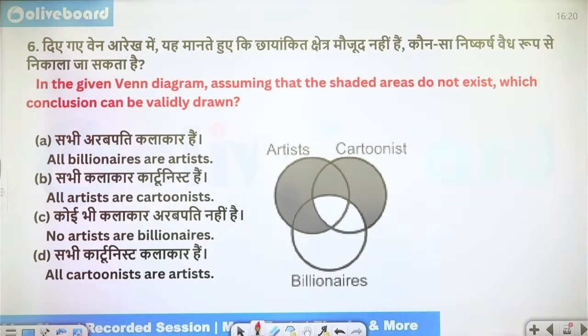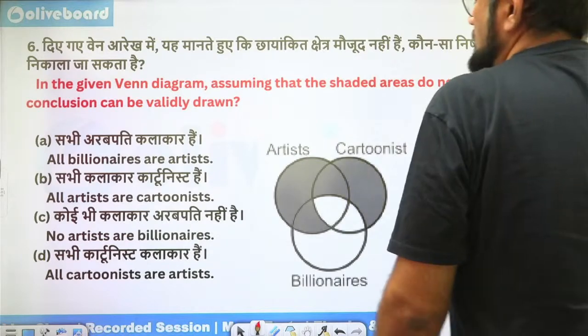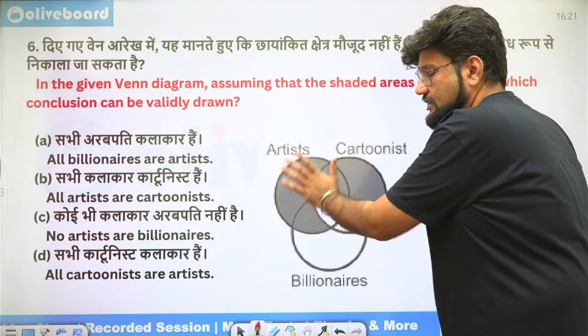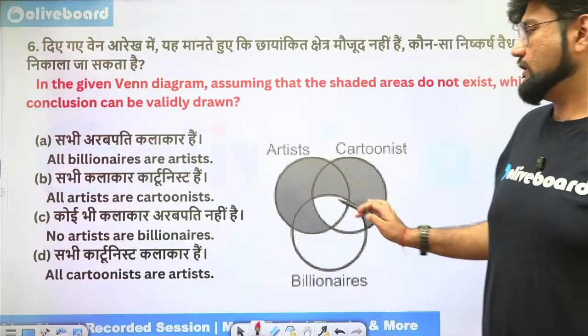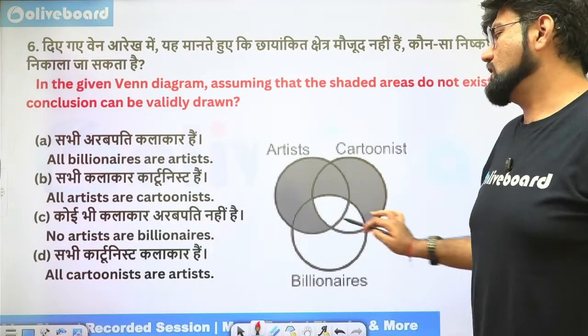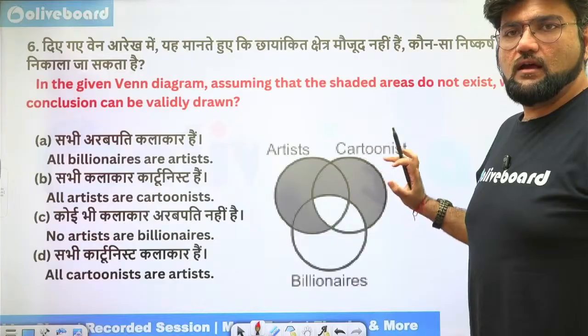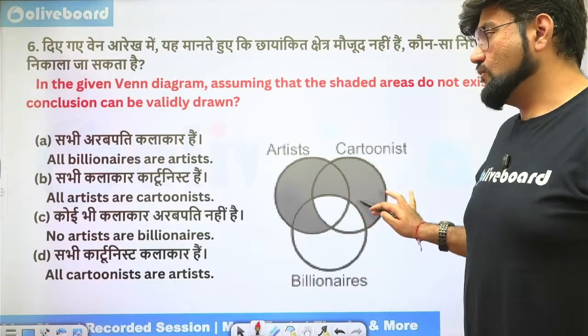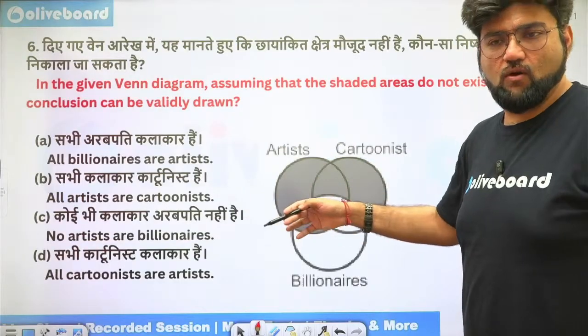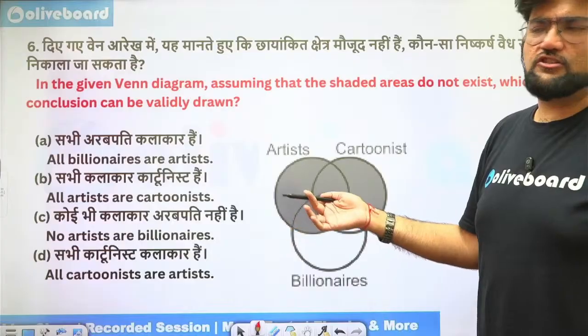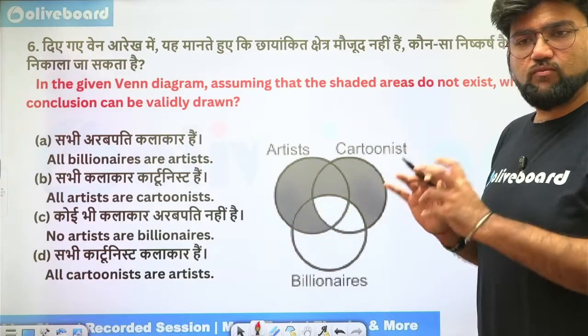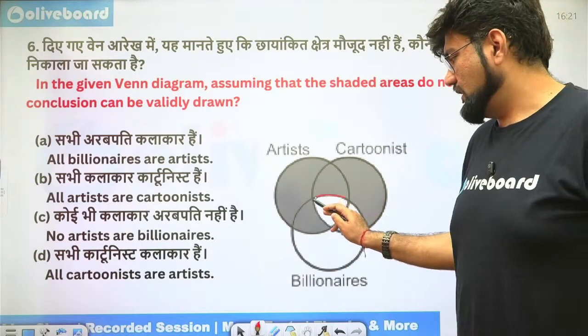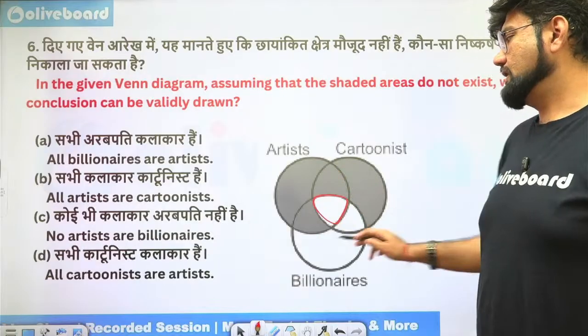See, as confusing as this may seem, it is actually very easy. The question says that first there is a Venn diagram. First observe the whole Venn diagram. Okay, this circle is for the artist, this is for the cartoonist, this is for the billionaires. Now they are saying that if the gray region is removed, then which of the following conclusions can be drawn, or which of the following relations is true? Okay, now start with the smallest area. So this area is the smallest part, which was a part of the artist circle, right?